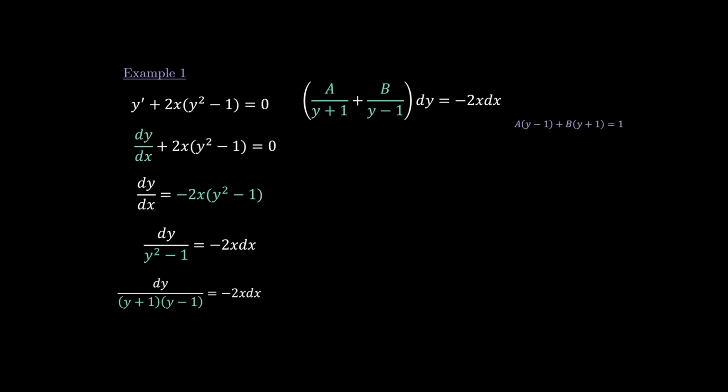Now, if we let y equals 1, we can see that the a term will cancel out because 1 minus 1 is 0. So we're left with 2b equals 1, and b equals 1/2. Similarly, if we let y equals 0, we now get b minus a equals 1. Substituting in for b, we can solve for a, which is negative 1/2.